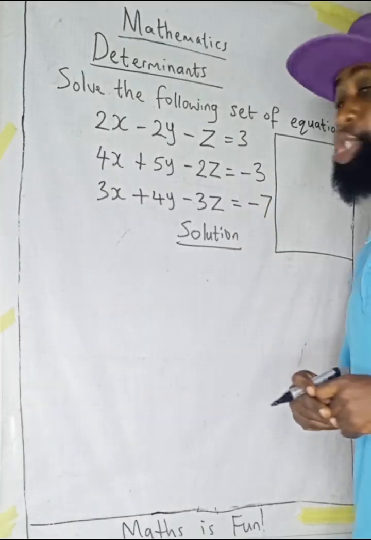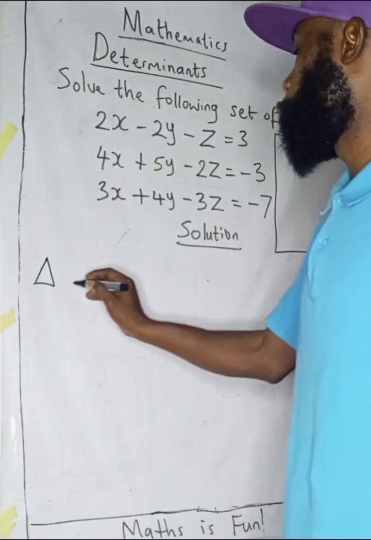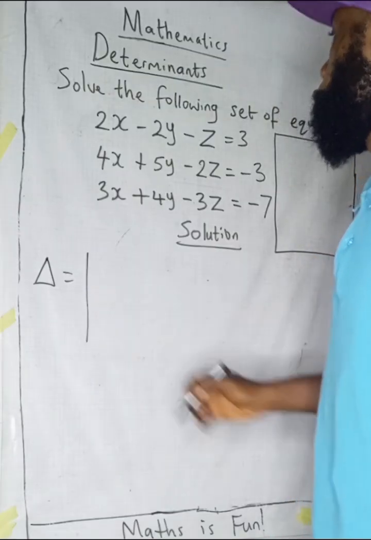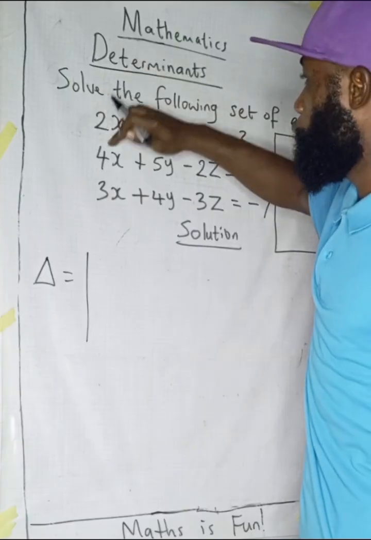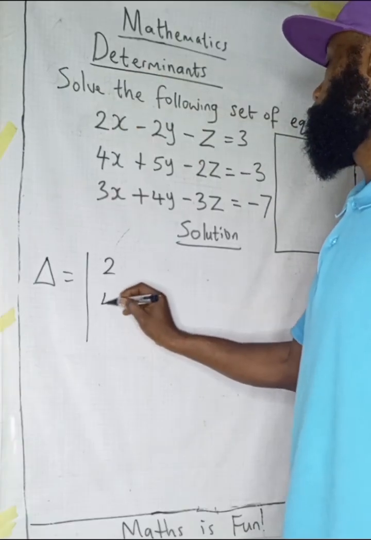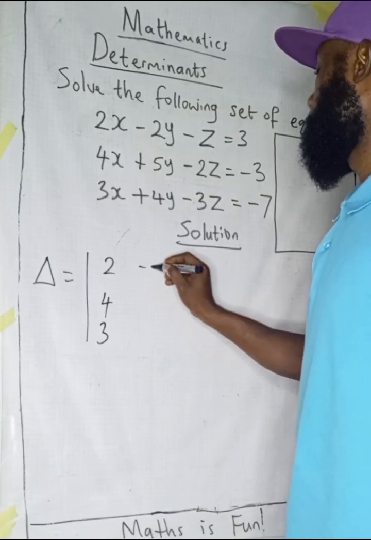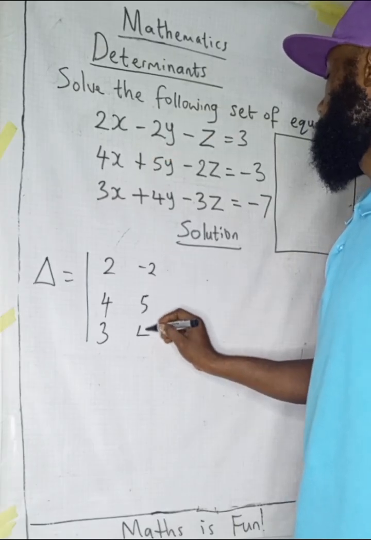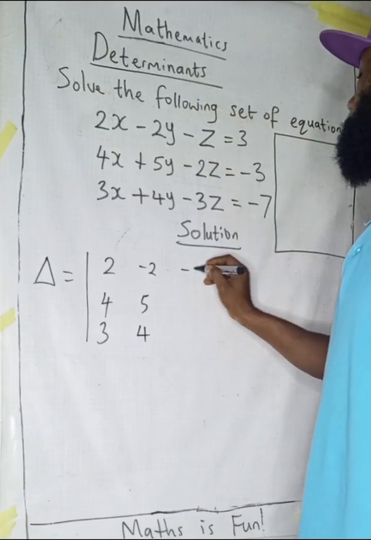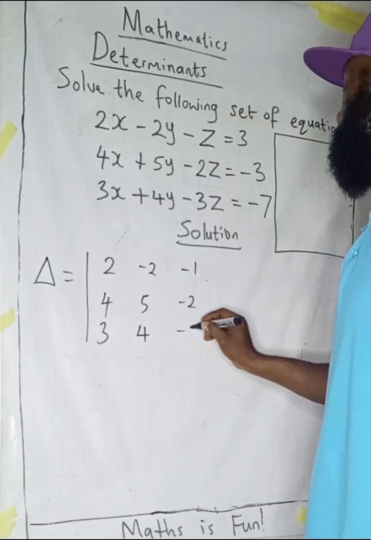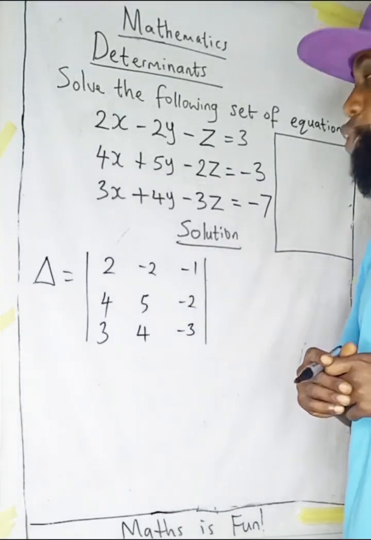Let's solve the following set of equations using determinants. So we find delta, which will be the determinant of the coefficients of x, y, and z. So we have 2, 4, 3, minus 2, 5, 4, minus 1, minus 2, minus 3. We are going to expand what we have here using row 1.